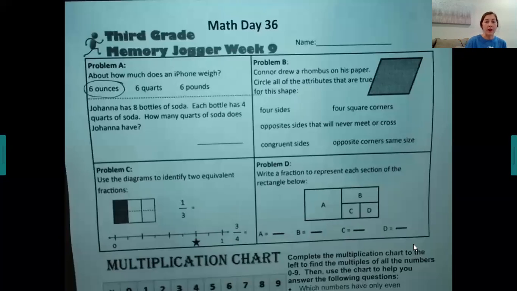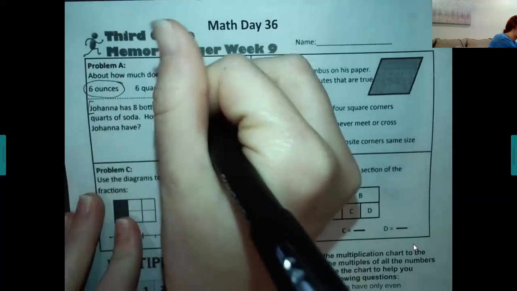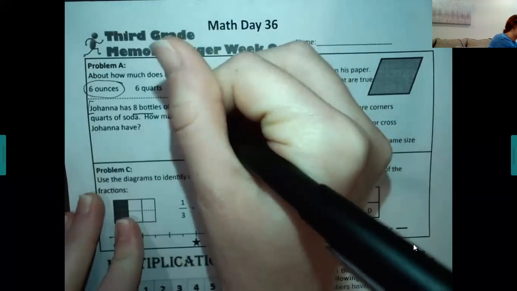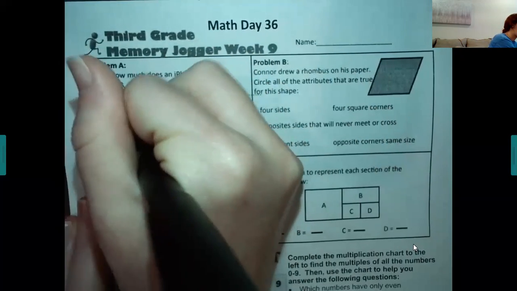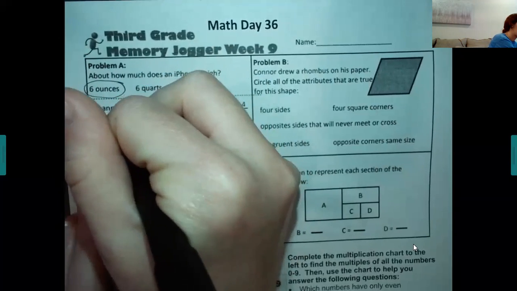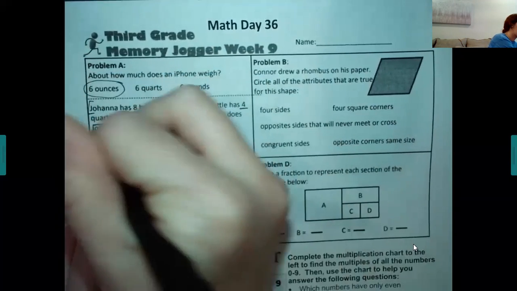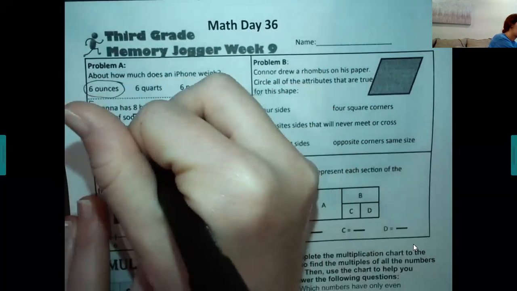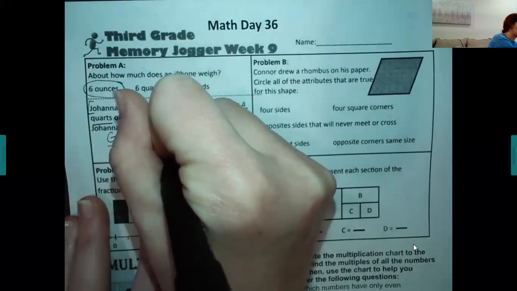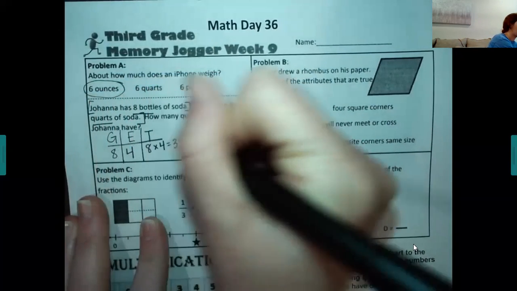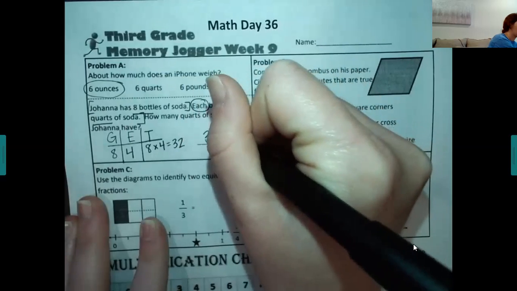But here it says that she has 8 bottles, and each bottle has 4 quarts. So here I hear groups and each, which means I need to make a get chart. So I know she has 8 bottles of soda. Each bottle has 4 quarts of soda. How many quarts does she have? If I make my get chart, I have 8 bottles. Each has 4 quarts. So to figure out my total, I have to multiply 8 times 4. And I'll get 32 quarts.